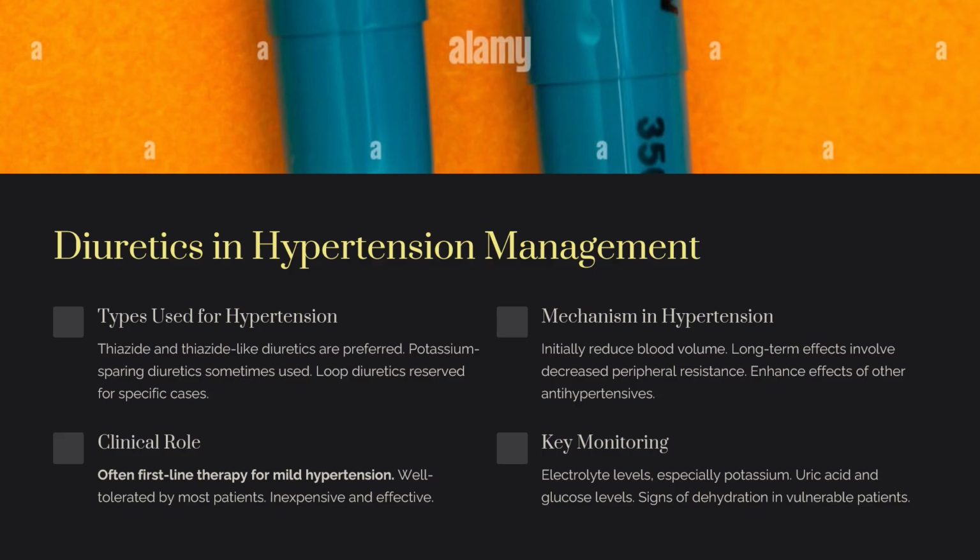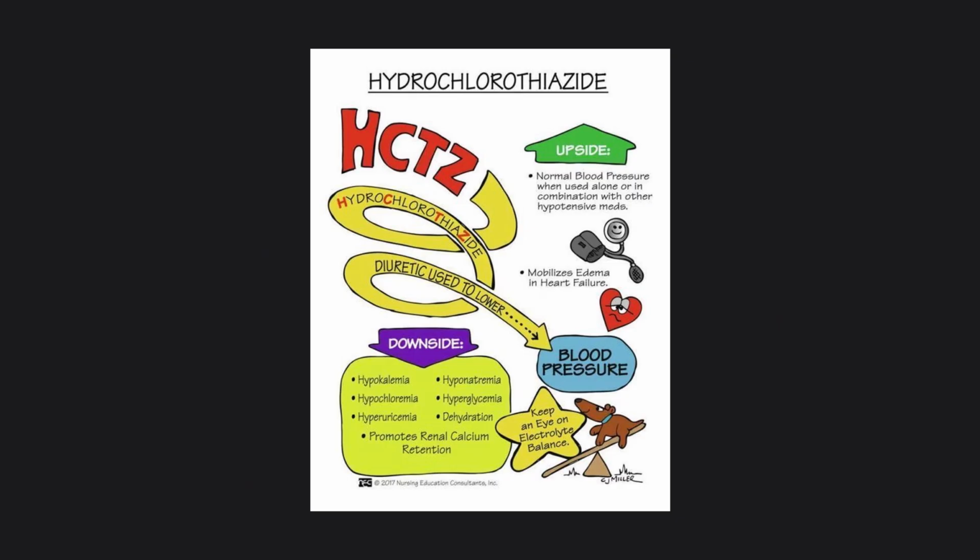So things that I would want to monitor in these are electrolyte levels. Potassium is going to be very important. Also teaching them signs and symptoms of hypokalemia like cramps, muscle pain, palpitations, those sorts of things. And then monitoring urine output, looking for signs of dehydration, especially in patients who are at risk. Here's a little picture of hydrochlorothiazide.